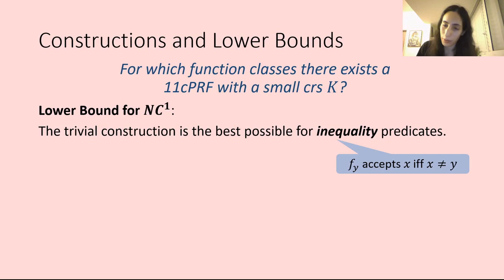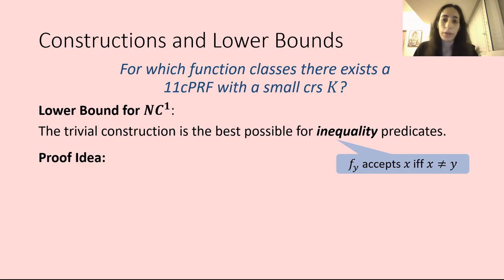So here, every function is described by some element y. And then this is a function that is punctured on this point y, in the sense that it accepts all of the inputs except of this specific y. So inequality functions are included in NC1, so it means that we cannot hope to get a generic construction for 1-1 constraint PRFs for NC1, which is efficient. So let's see the high-level idea in the proof.